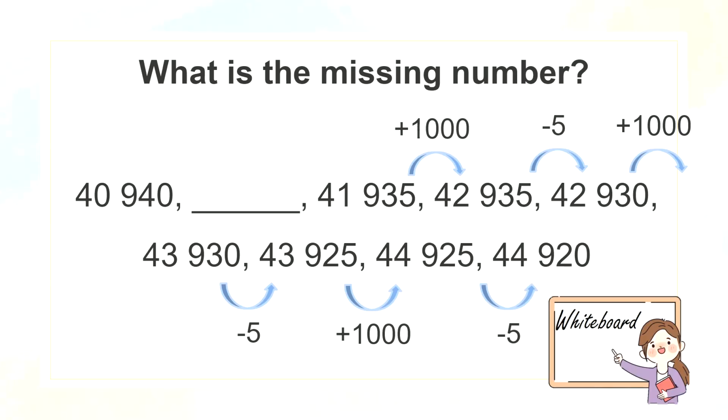So, how do I get the missing number in the blank? I know that whatever number is in the blank, I need to subtract 5 to get 41,935. So what number is this? It is 41,940. And to check that the first number also follows the same pattern, we can tell that we need to add 1,000 to the first number to get the second number.